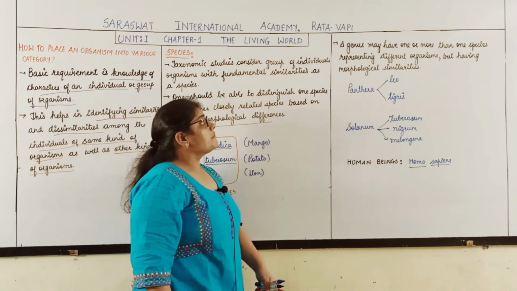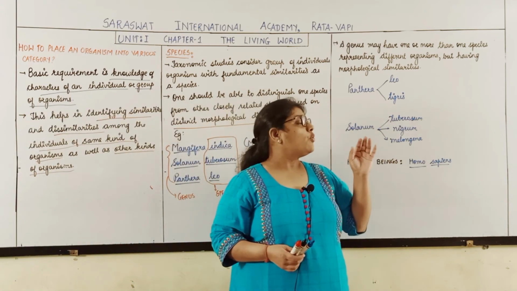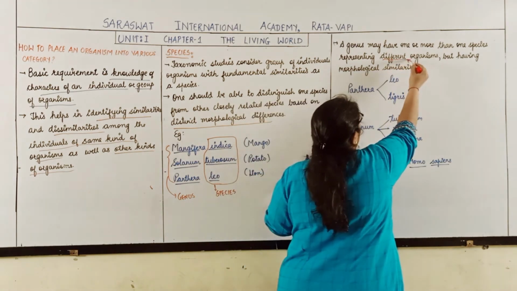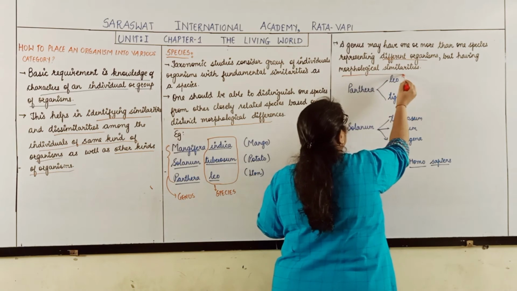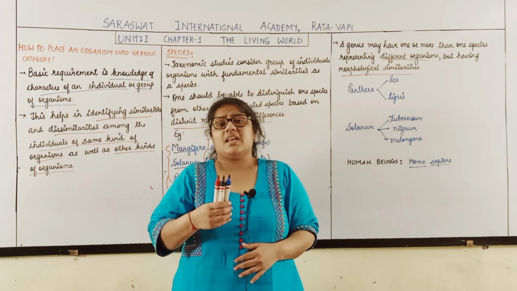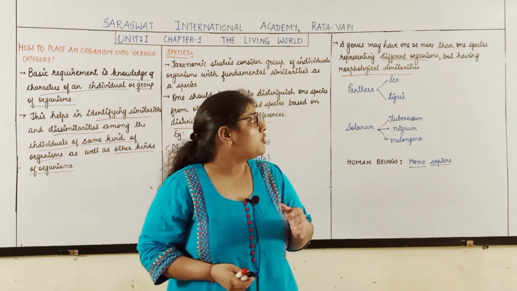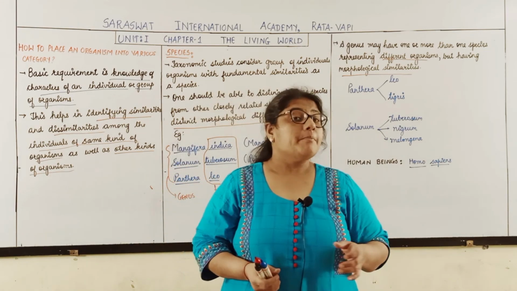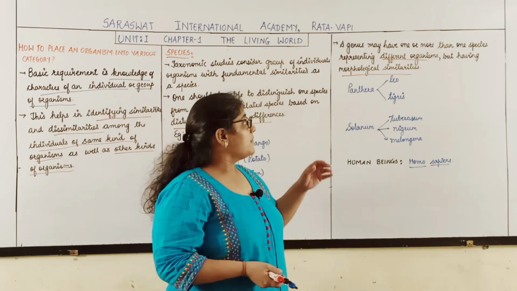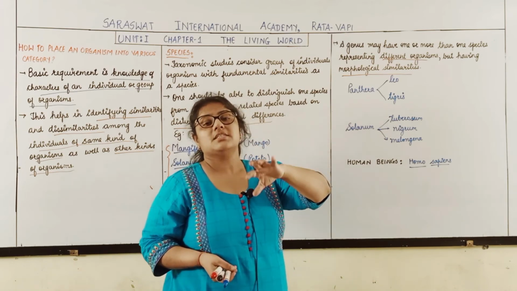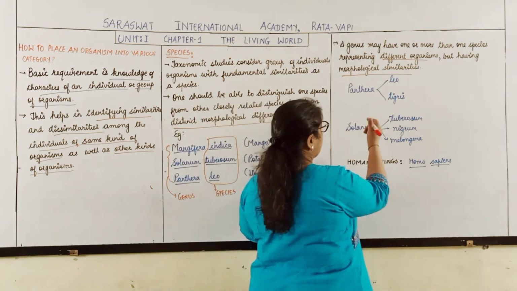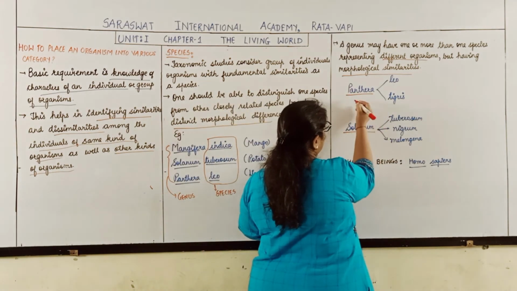Now students, a genus may have one or more than one species, which represent different organisms but will have certain morphological similarities. Again we will take the example of Panthera and Solanum.